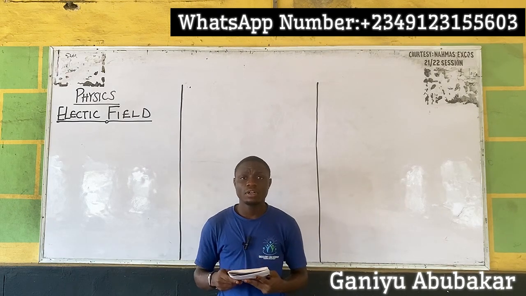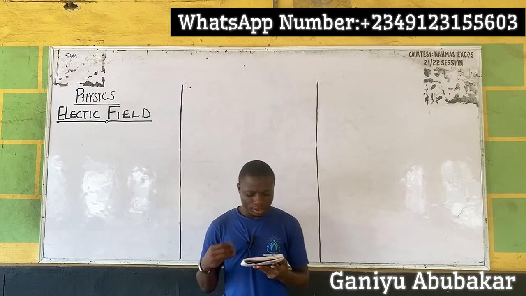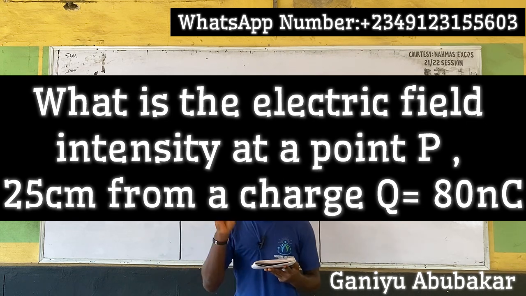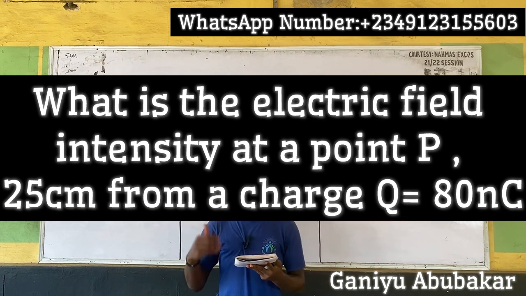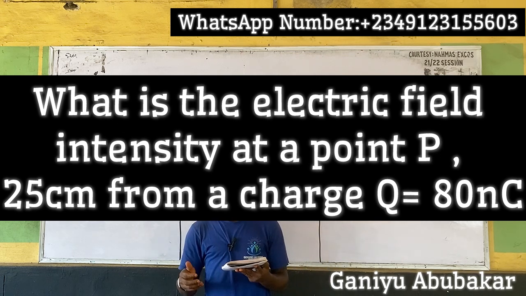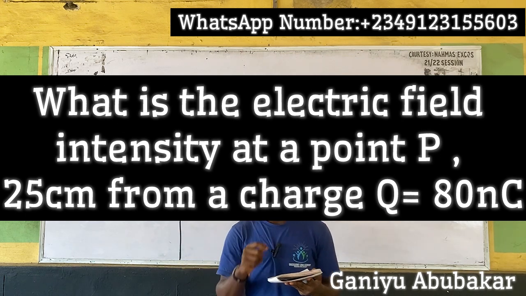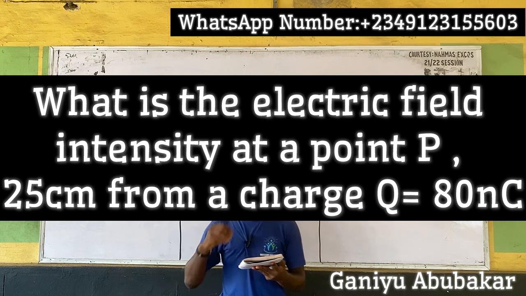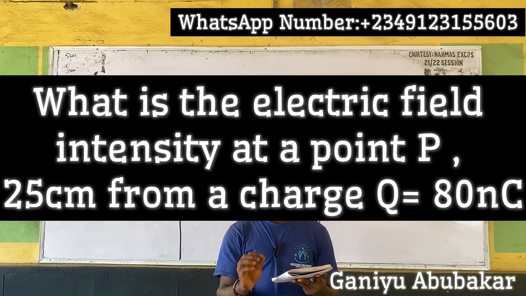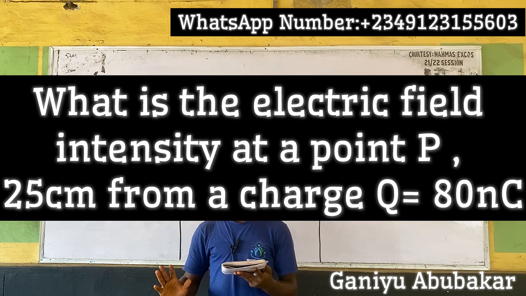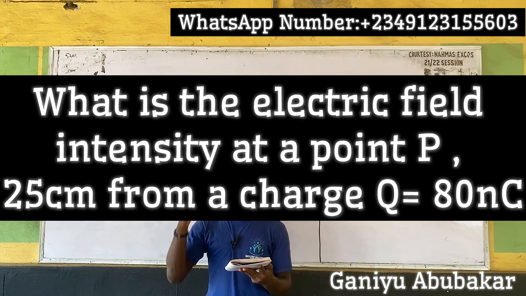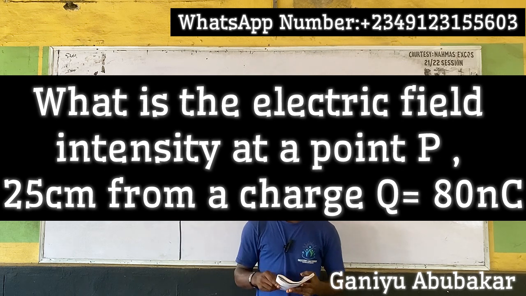Welcome back. Example 1 says, what is the electric field intensity at a point P 25 centimeters from a charge Q which is equal to 80 nanocoulomb? So it says, what is the electric field intensity at a point P, which is 25 cm from a charge Q equal to 80 nanocoulomb?